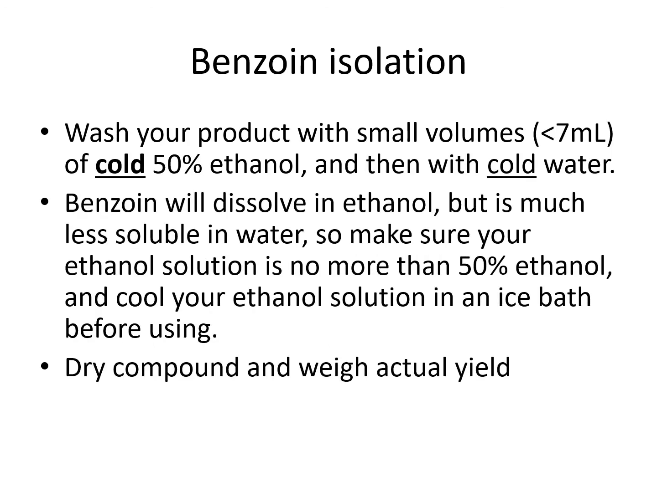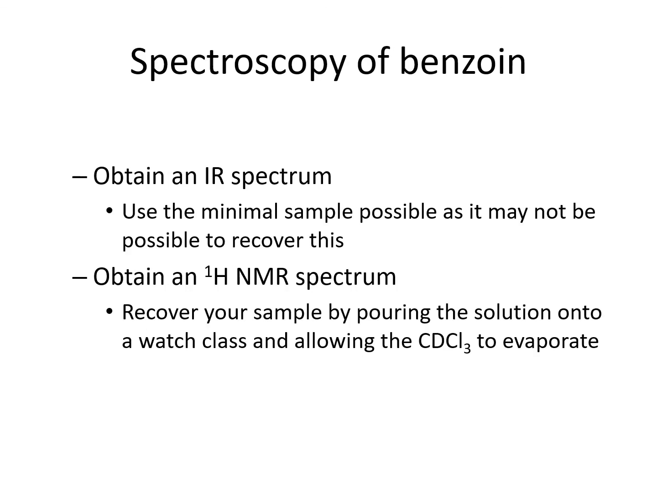We're going to wash your product with small volumes, around 7 ml of cold, 50% ethanol, 50% water, and then only with cold water. The benzoin will dissolve in ethanol, but it's less soluble in water. So make sure your ethanol solution is no more than 50% and cold. We're going to dry the compound and weigh the actual yield. Finally, we're going to do IR and proton NMR spectroscopy.